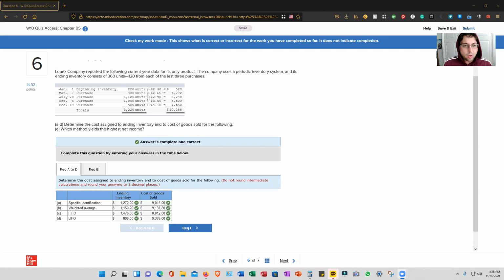So you have 120 times $2.90, and that comes to 348. And then we have another 120 times the $3.60, which comes to 432. And then October 19th, we have another 120 times 410, and that comes to 492. So we add those together, it comes to 1,272, which you can see right here.